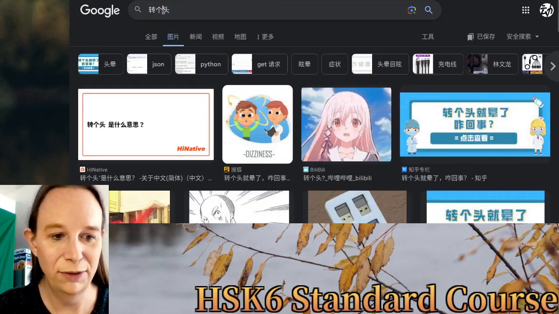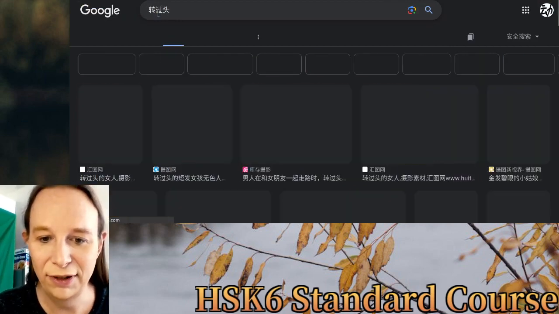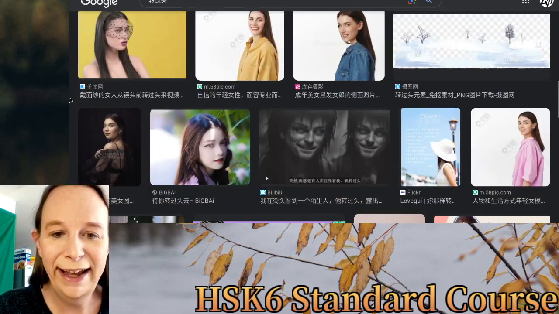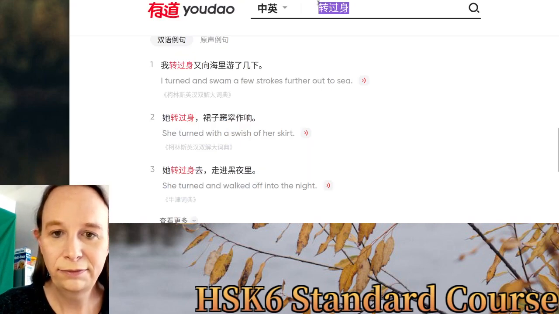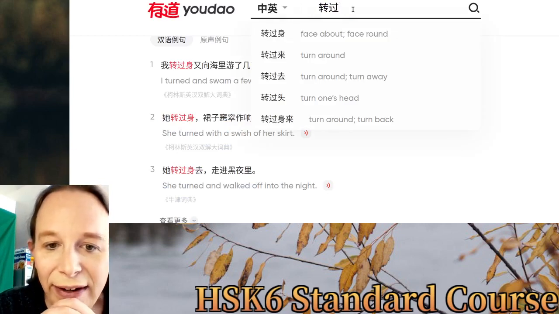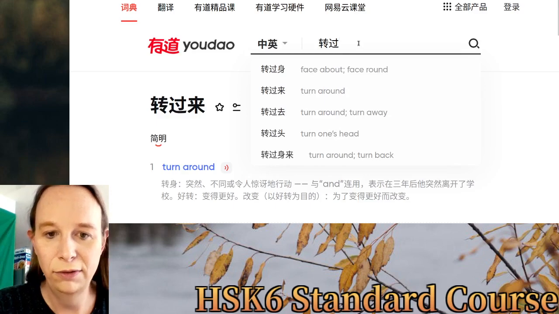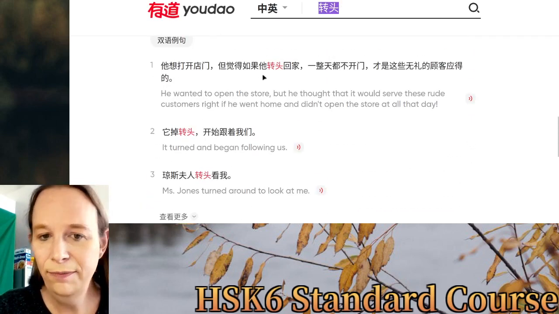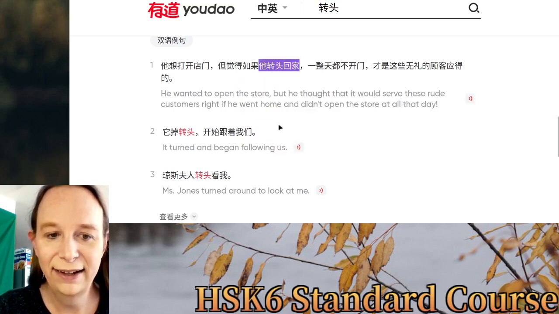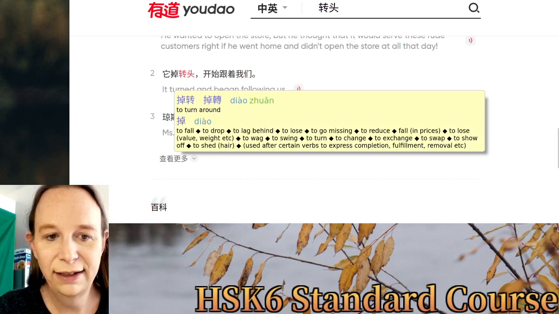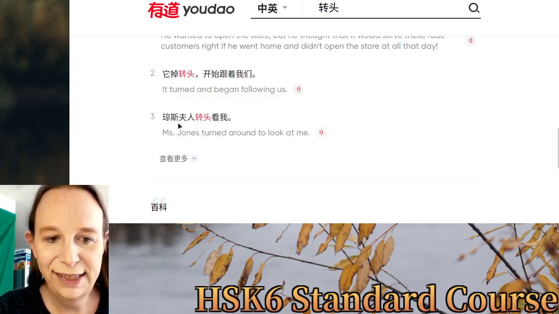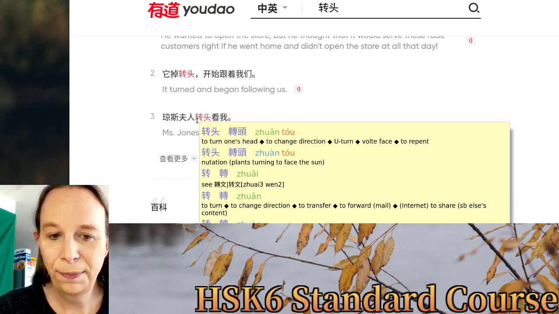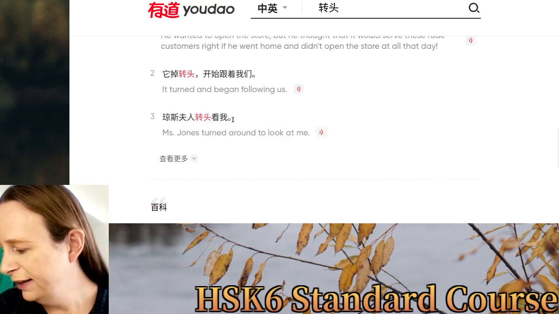Seems like zhuantou is also a thing. Revolve your head. Turn around. I think mostly it just means literally moving, turning your head. 转头回家. Oh, so this is turn around. 他调转头. This is a bit different. 琼斯夫人转头看我. Okay, so turned around, maybe with her body, maybe with her head. All right, that's what that one is.